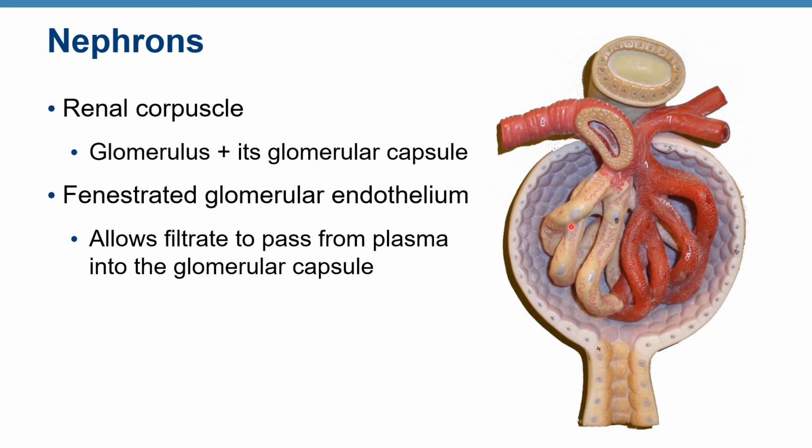Now this glomerulus has fenestrated endothelium. That means it's very porous. So lots of stuff can filter out inside this capsule and then start moving through the tubules. Because it's fenestrated, that means it has big pores, it allows filtrate to pass from plasma into the capsule.